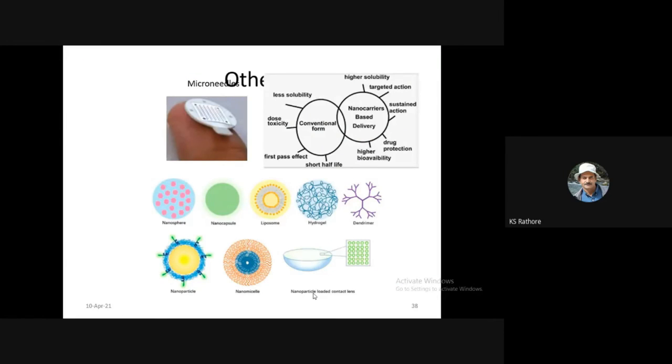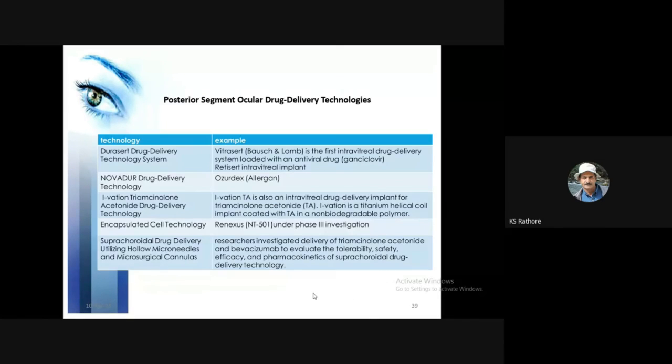Microneedles are also a technique available for drug transportation, and nanocarrier based delivery has advantages like higher solubility, targeted action, sustained action, drug protection, and higher bioavailability. There are certain technologies available for posterior segment ocular delivery, like the Durasert drug delivery system, NovaDur drug delivery technology, Iluvien and Xipere triamcinolone acetonide drug delivery technology, encapsulated cell technology, suprachoroidal drug delivery utilizing hollow microneedles, and microsurgical cannulas.